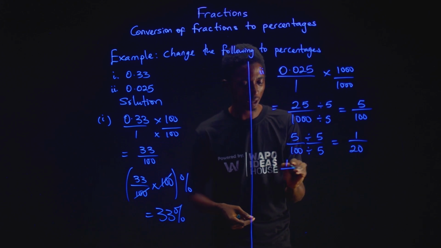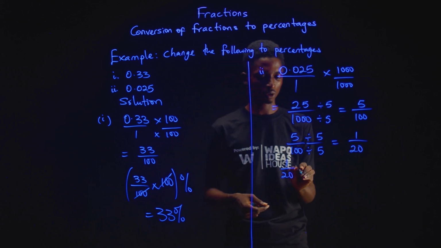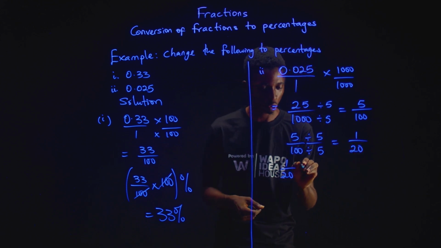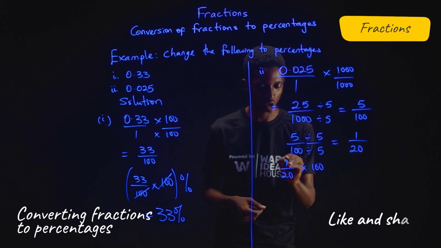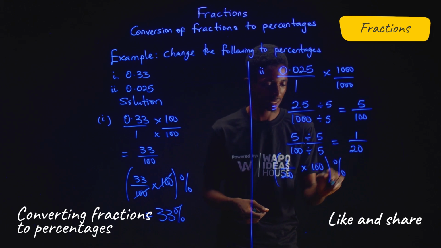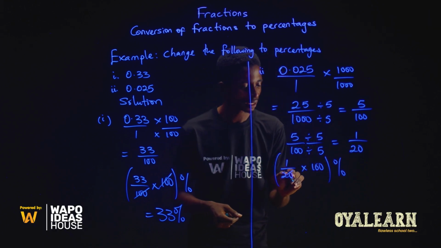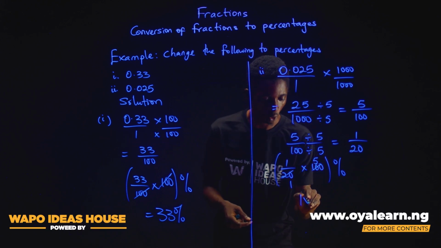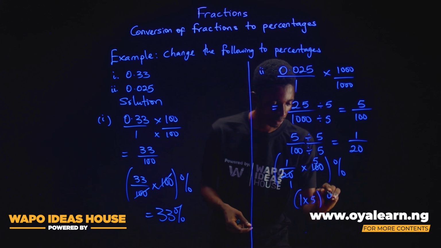Now let's bring 1 over 20 to percentage. So we multiply this by 100%. Now 20 in 100 will go 5 times. That is, we have 1 times 5%.